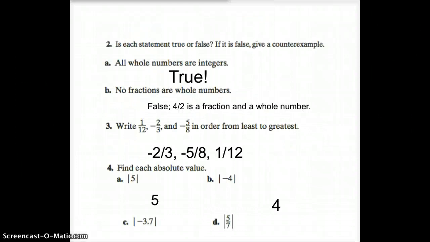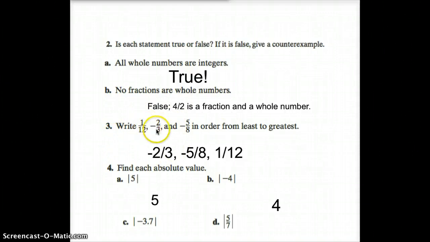Okay, our final quick checks here: is each statement true or false? If it's false, give a counterexample. So all whole numbers are integers. Yes, they are. Are all integers whole numbers? Not necessarily, but all whole numbers are integers, so that is true. No fractions are whole numbers. I can give you a counterexample here. 4/2 is a fraction, but it's also a whole number, so that statement is going to be false.